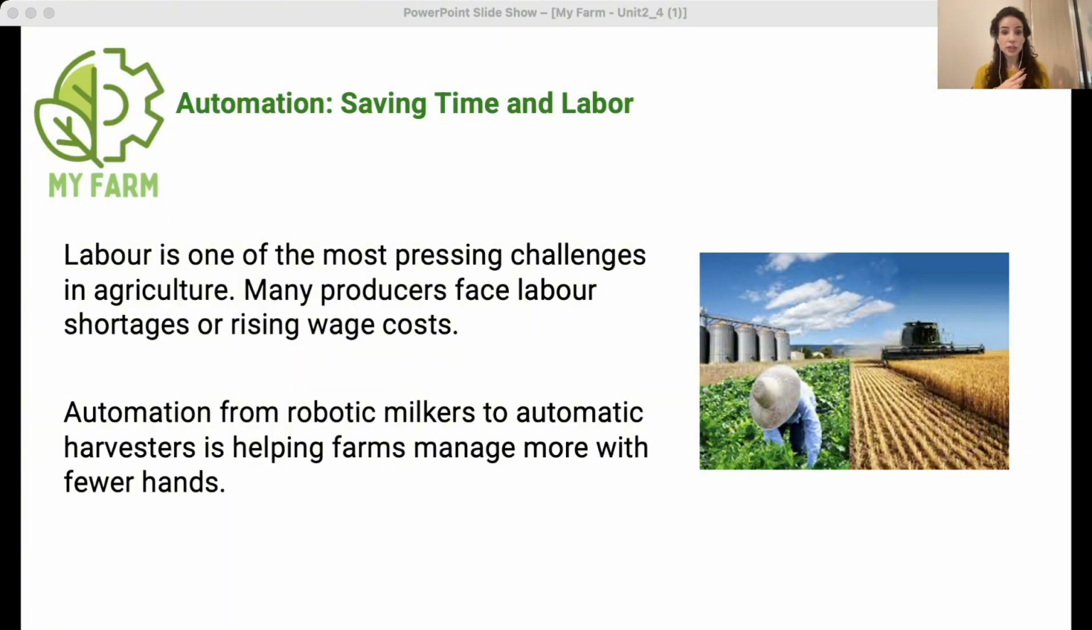Labor shortages are one of the most pressing challenges in agriculture today. Automation offers solutions by allowing farms to maintain productivity with fewer workers.